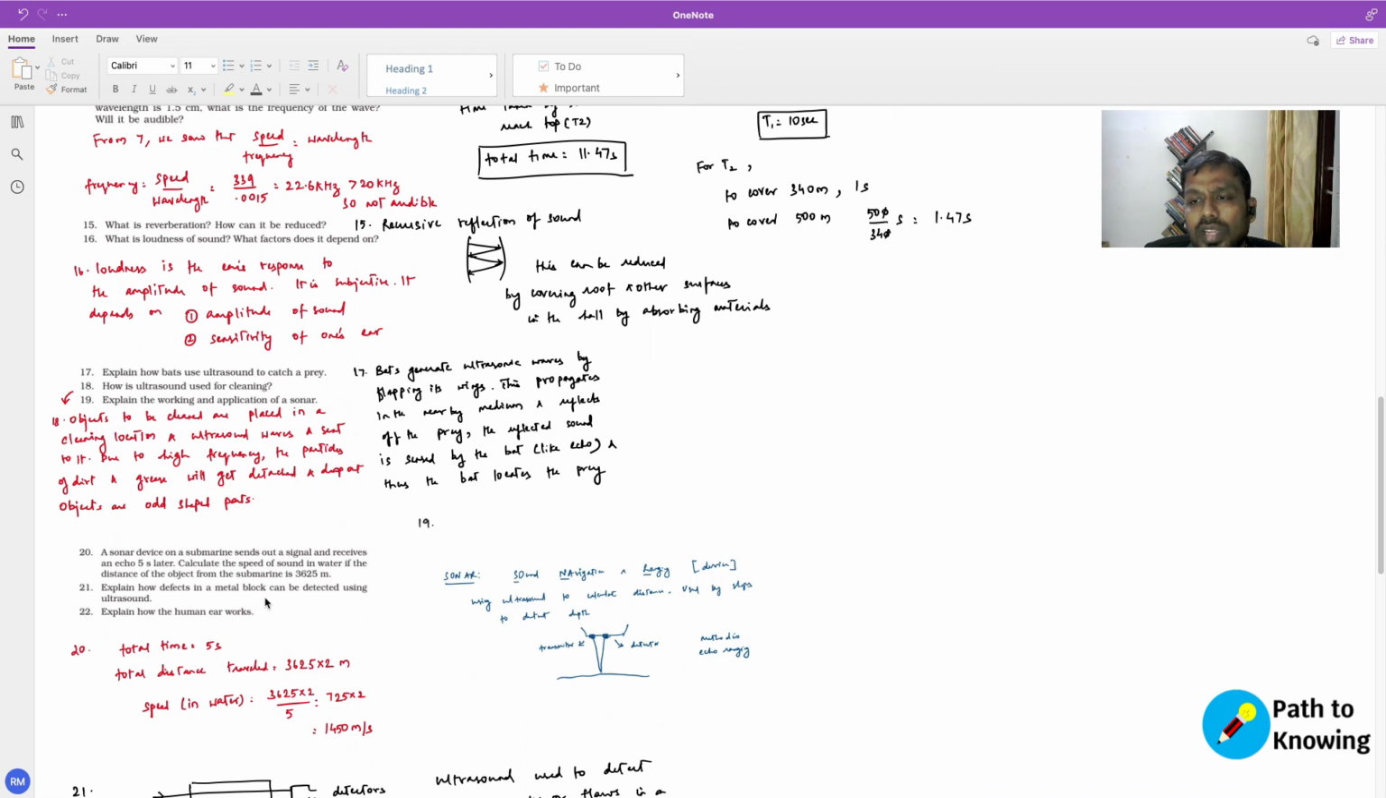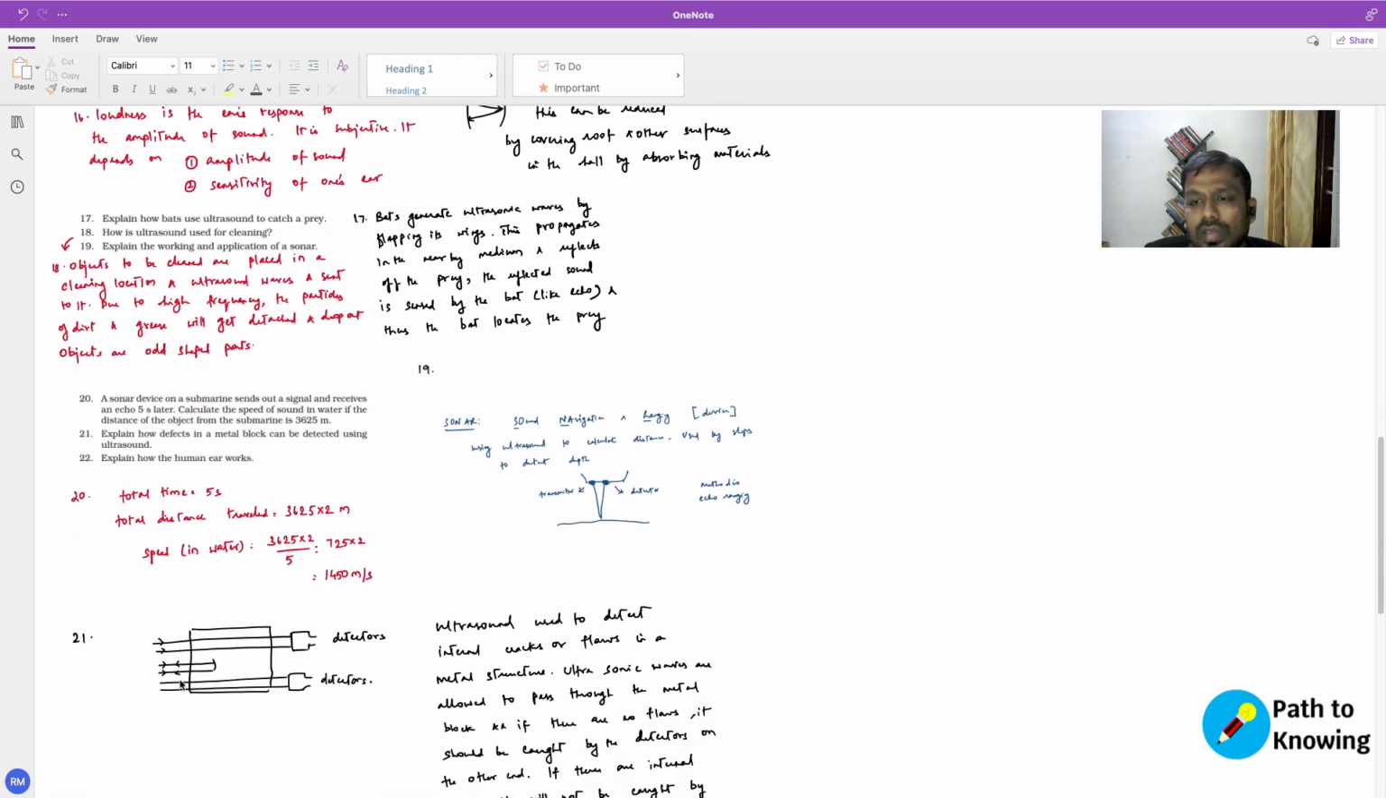Explain how defects in a metal block can be detected using an ultrasound. So as we spoke earlier in the main section, imagine this is a metal block. Sound travels. This is a medium where sound can travel. So if you emit ultrasound waves from one side and place detectors on the other side, if there are no disturbances in the medium, it should be able to detect them seamlessly on the other side. However, if there is a crack or something, the sound waves that you're going to send are not going to go through that. It's probably going to come back, right?